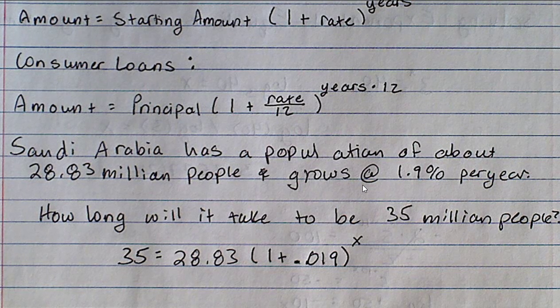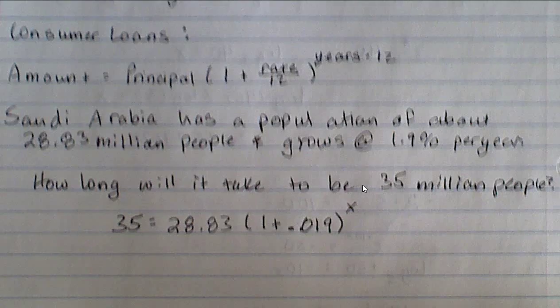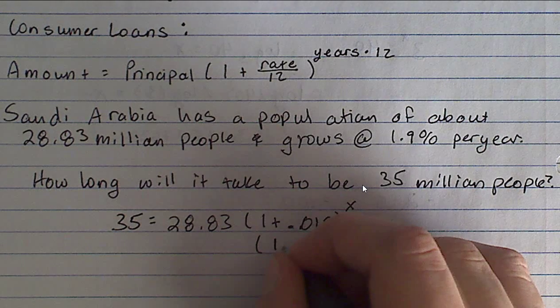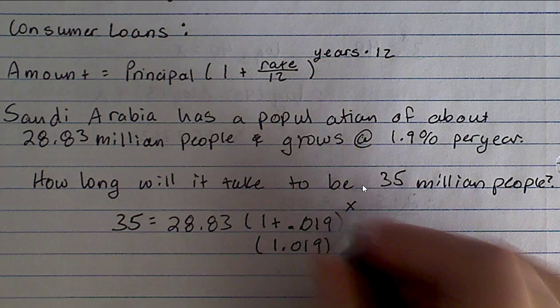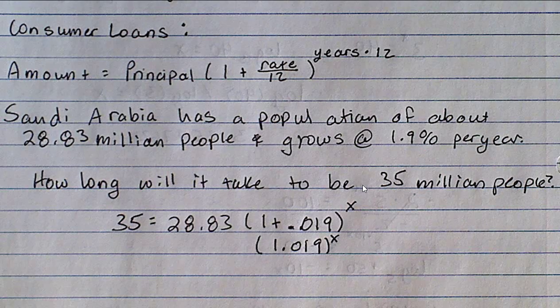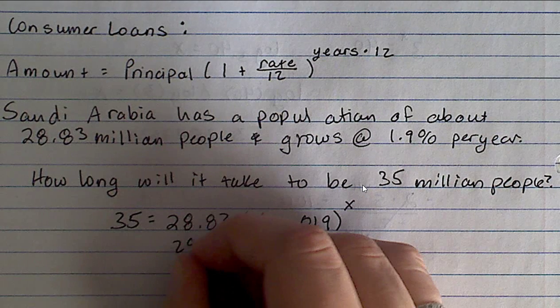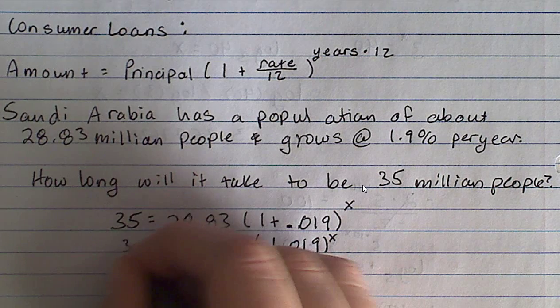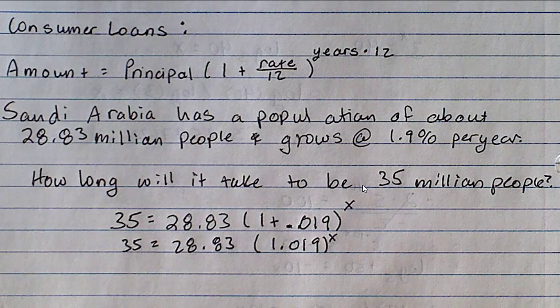So this is why we did what we did yesterday. I'm going to do a couple things to simplify this. 1 plus 0.019 is just 1.019 to the x power. And then this is times 28.83 equal to 35. Now I have to get 28.83 onto the other side. If it's being multiplied, I have to divide both sides by that number.